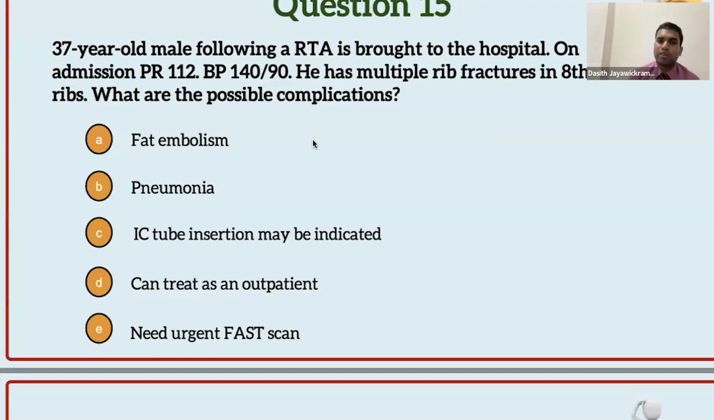And it's the 8th to 11th rib, so it's lower down. If it's the left side, it could injure the spleen. If it's the right side, it could injure the liver. So the abdominal FAST scan is definitely indicated. It is true. So false, true, true, false, true. Anybody got the answers correct? I hope everybody got the answers correct.